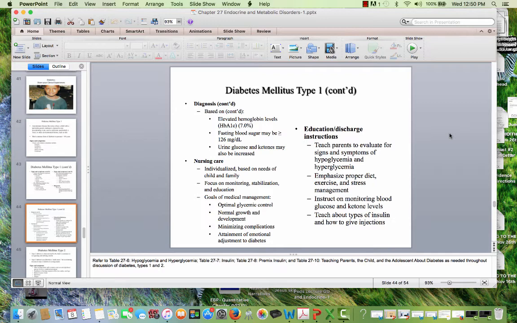So insulin aspart protamine suspension, the onset's 15 minutes, the peak is 1 to 4 hours, and the duration is anywhere from 18 to 24 hours. And then NPH, regular insulin mixtures, the Humulin 50-50, Humulin 70-30. The onset is 30 minutes, the peak is 4 to 8 hours, and the duration is 24 hours.